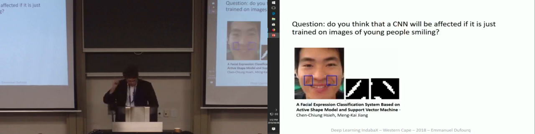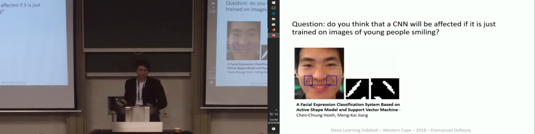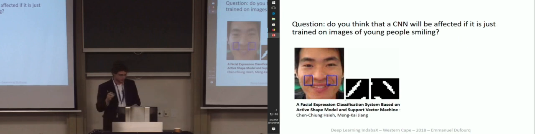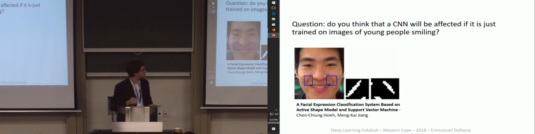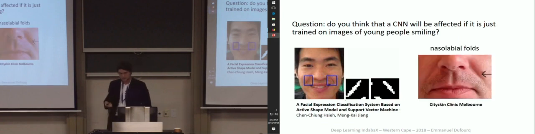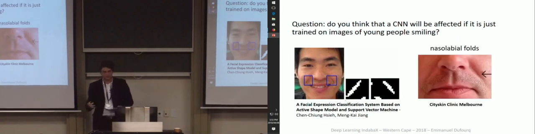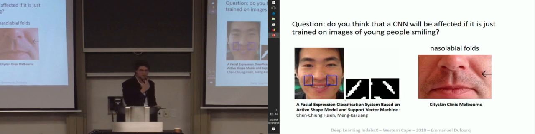So here's a question. If I train a CNN on images of young people smiling, do you think that there is a problem here? So we're training on just young people smiling. Here is an image of someone relatively young, and here is the filter that was learned. This is not a CNN, this is a different machine learning method, and those are the filters. Here is someone slightly older, and this person is not smiling, but the same fold on their face is present. And that is definitely an issue.